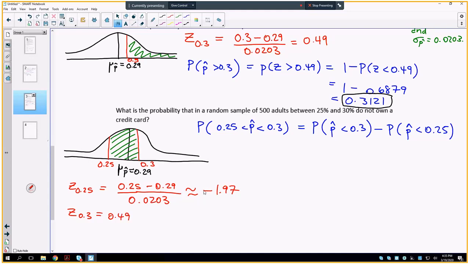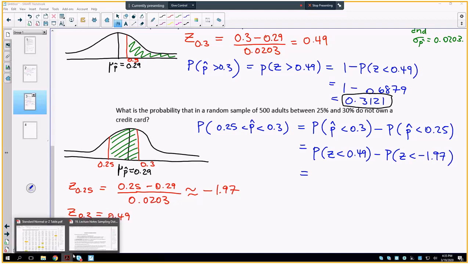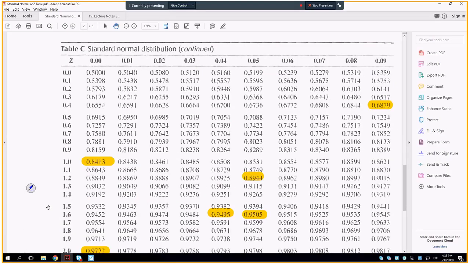So then I can translate this over here on the right to be the probability that z is less than 0.49 minus the probability that z is less than minus 1.97. And those are values that I can find directly from my table. So let's do that. Probability of z less than 0.49. Well, that should be 0.6879, same as in the previous part of the problem.